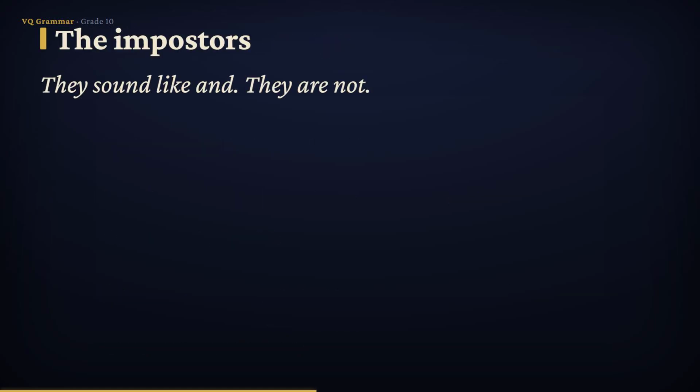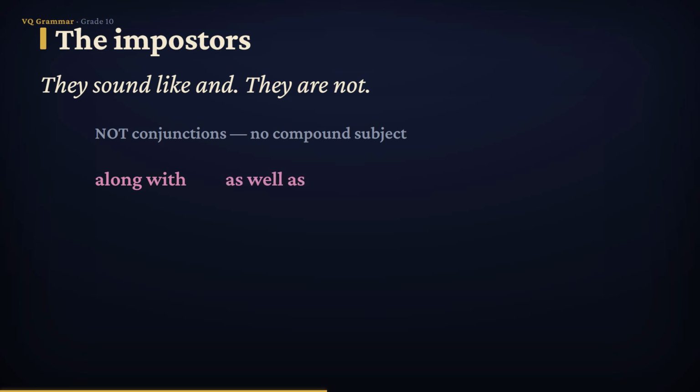Now for the sneakiest version of all. There is a small family of phrases that are not conjunctions, even though they sound exactly like one. Look at them. Along with, as well as, in addition to, together with. Every one of them feels like the word and, doesn't it? It sounds like you were adding a second person to the subject.